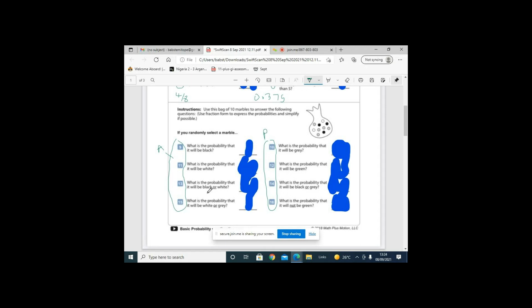Question 13 is, what is the probability that it's going to be a black or a white? So I added both together, and it gave me 5/10. Actually I was supposed to split it, but I got 0.2 and 20%. I did it straight. You have to add them together. How many blacks are there? Three blacks.